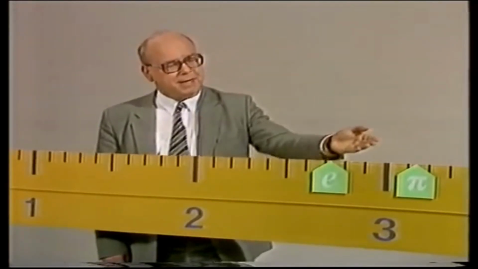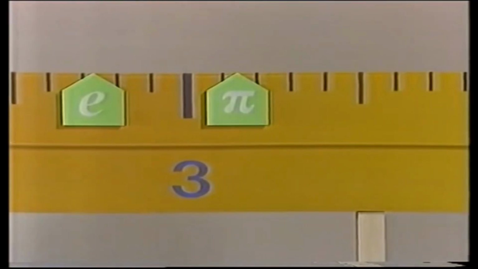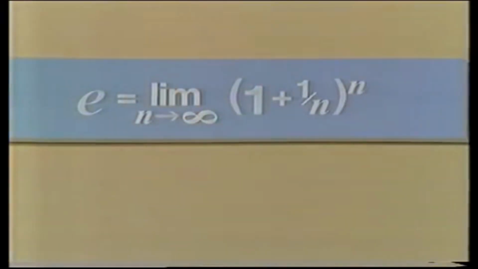We'll be dealing with pi in the second analysis block. It's e that we want to concentrate on in this program. So what was the definition of e? In the last program, we defined e as the limit of this sequence, 1 plus 1 over n to the power n.